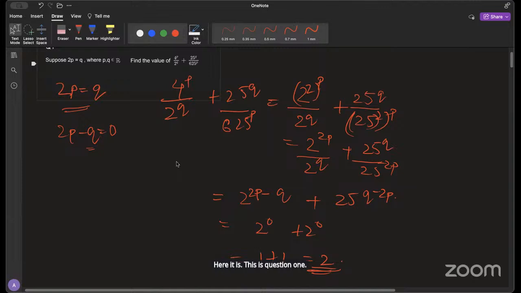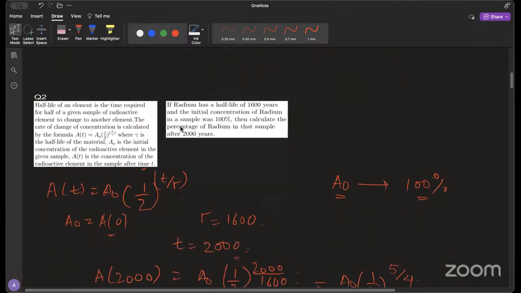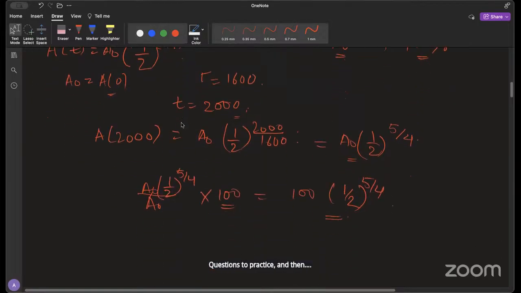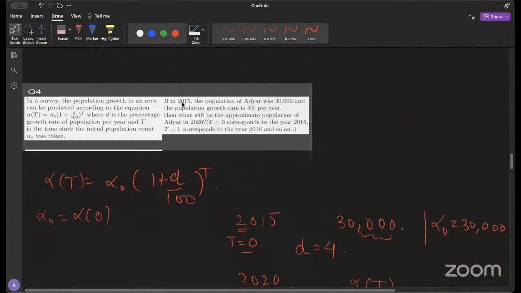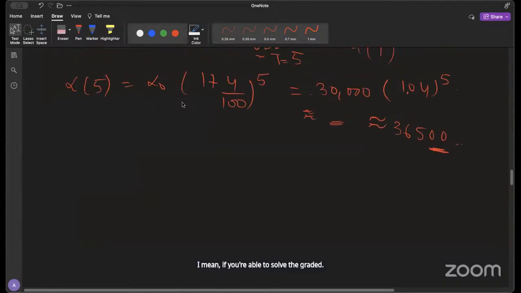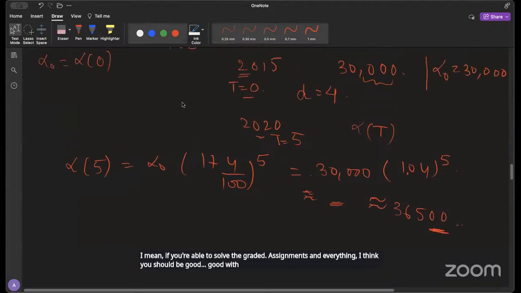Ma'am, can you give us some tips on how to prepare for quiz 1? For quiz 1, there are questions to practice, and then there are lectures. Just go through them. If you're able to solve the graded assignments and everything, I think you should be good with the quiz as well.